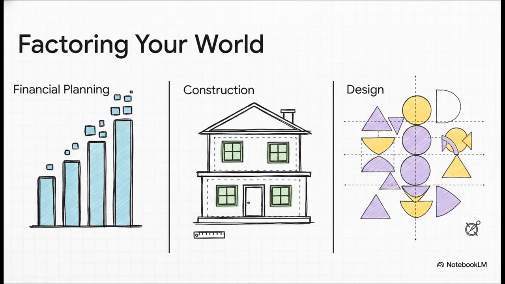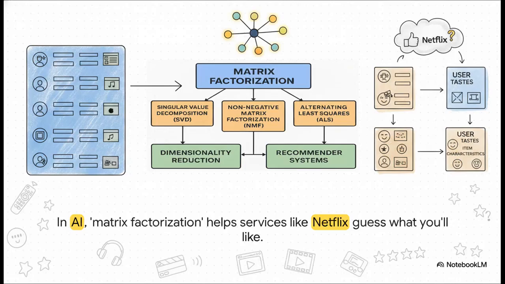And believe me, it does not stop there. In finance, analysts are constantly factoring complex market data to isolate the key drivers of risk and growth. In construction and architecture, factoring the dimensions of a building lets you optimize how you use materials, making sure everything is efficient and structurally sound. It's everywhere. And how about AI?